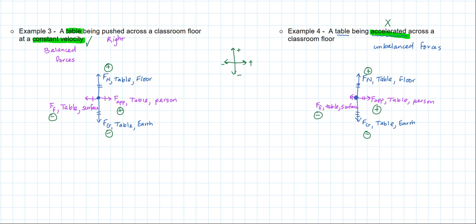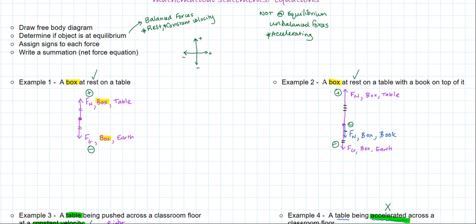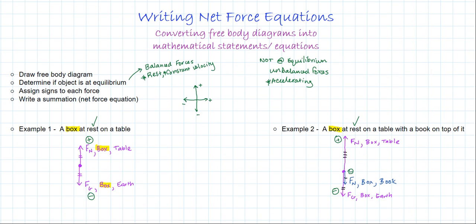Okay, so we've done the step of assigning signs. Remember, the signs are not arbitrary once you have decided what your system is. For your beginners, make your coordinate system just the regular coordinate system that you are used to using in math. That makes your life easier. All right, now we're going to write a summation, or the net force equation. What this is basically saying is, for each particular dimension, list out the forces as a sum.